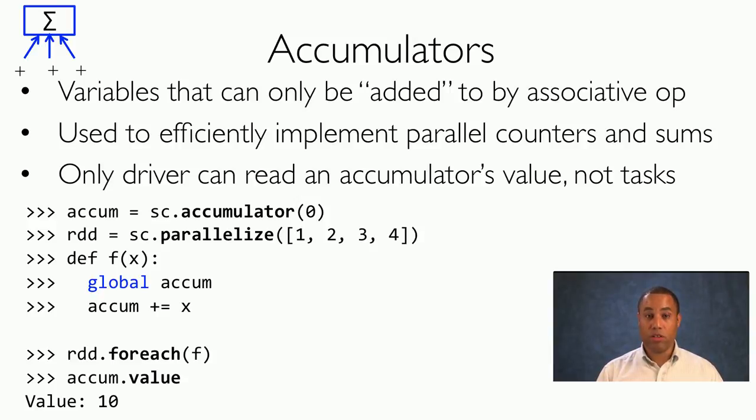When we run this, we can then see that the value of the accumulator will be 10, because at each worker, we will add the value of the element. In this case, we start with 1 at the first worker, 2 at the second worker, 3 at the third worker, and 4 at the fourth worker. Each of those adds up to 10.